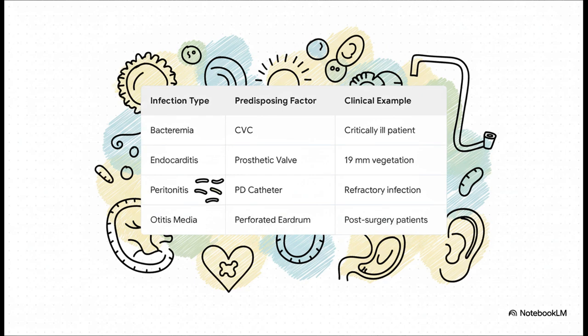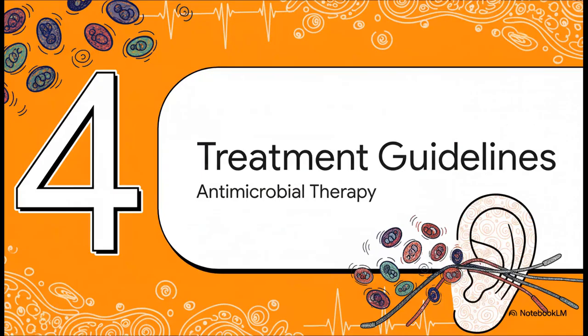Wow, they can be absolutely devastating, as these published case reports show. They range from catheter-related bacteremia and peritonitis, all the way to, in the most severe cases, prosthetic valve endocarditis. One report detailed a patient with a massive 19-millimeter vegetation on a prosthetic valve. It's just a powerful reminder of how a seemingly low-virulence organism can cause catastrophic damage when it's given the right opportunity. So, once we have a confirmed infection, the next massive question is treatment.